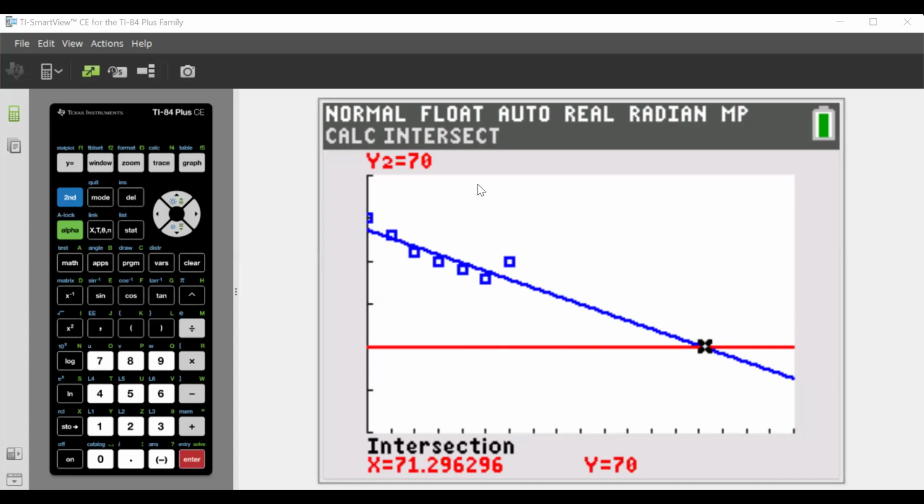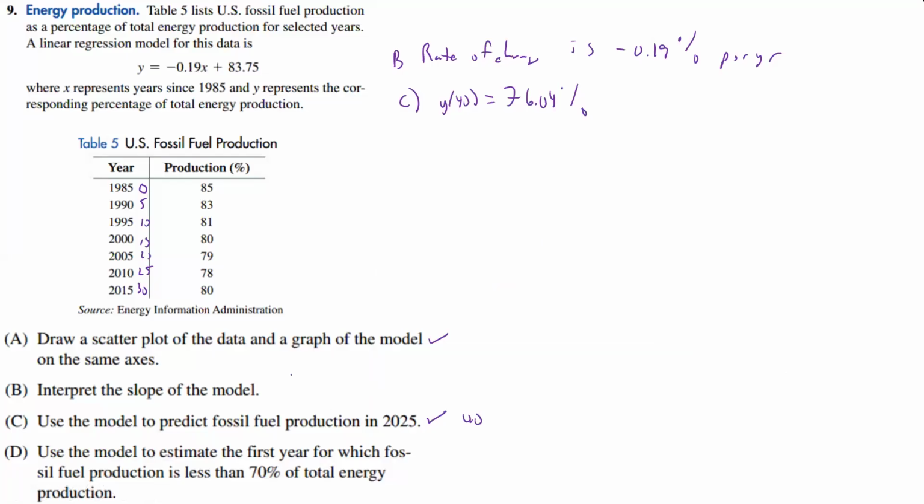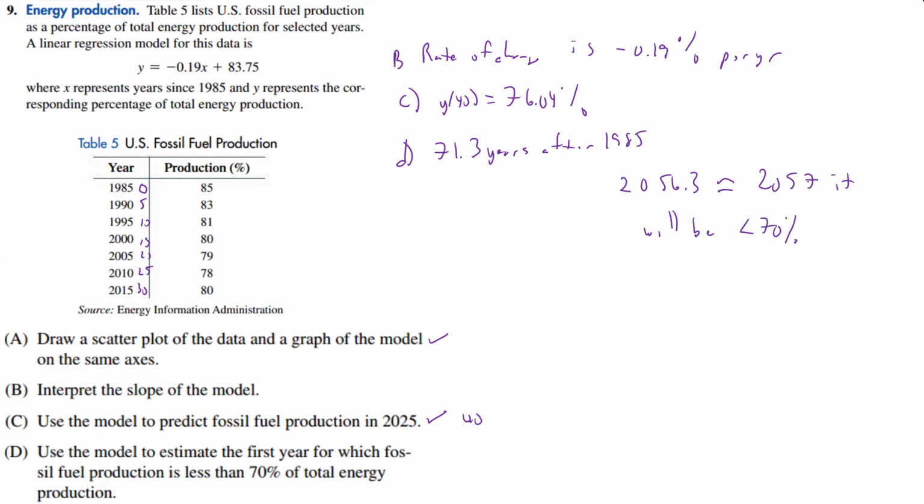Let's go back over here. So for D, it's going to be 71.3, and that's years after 1985. So if we go ahead and do that, that's going to be 2056.3. So roughly in the year 2057, it will be less than 70%. So that's when it's going to be in the year.